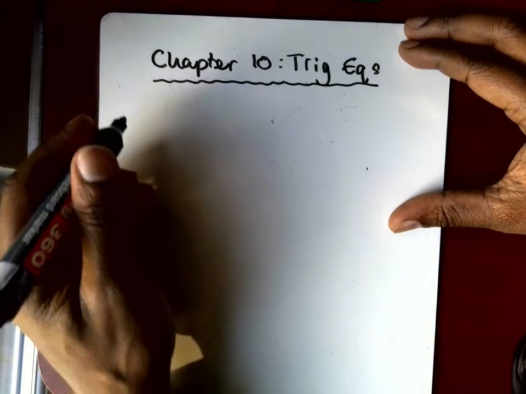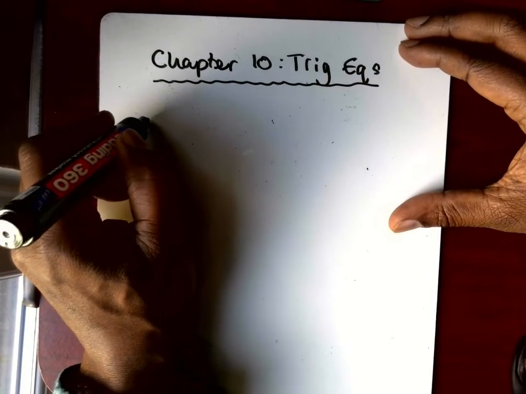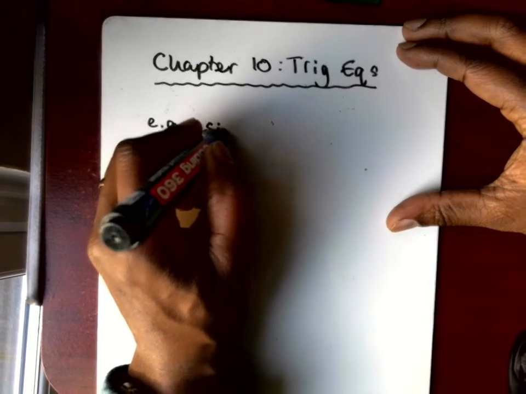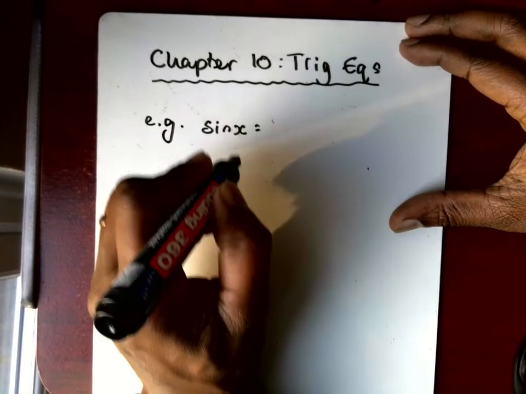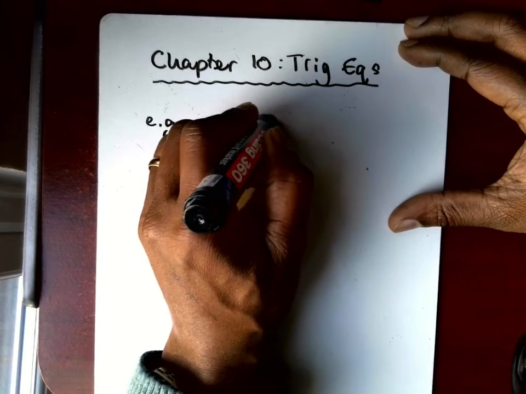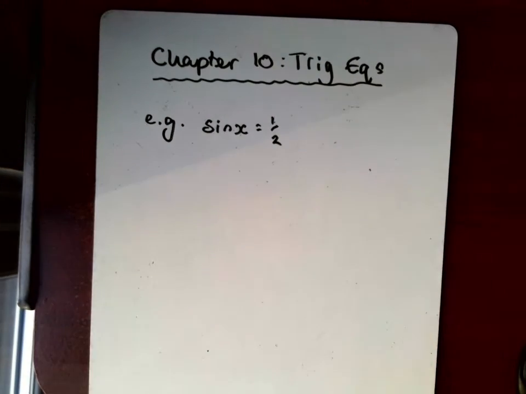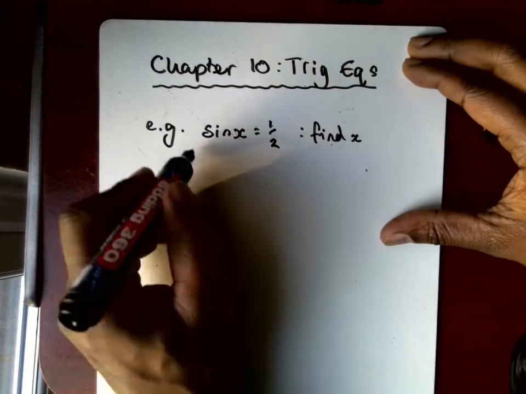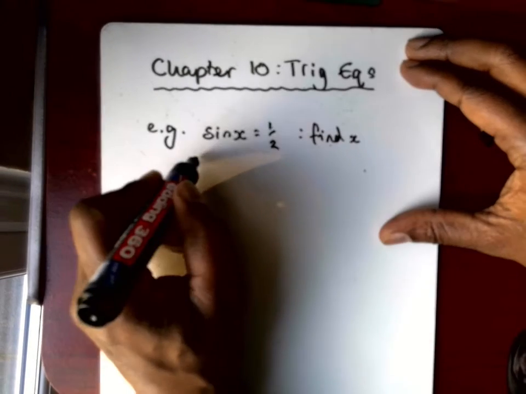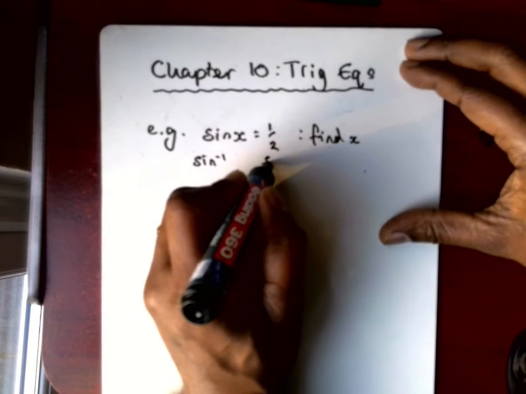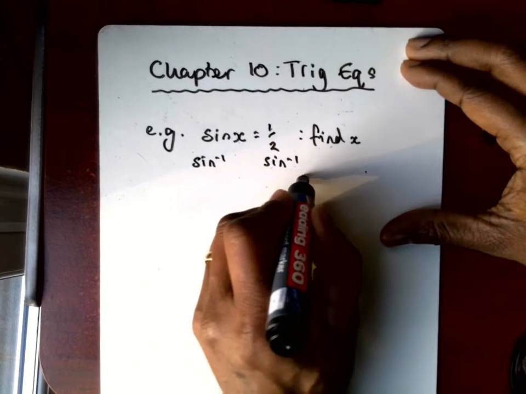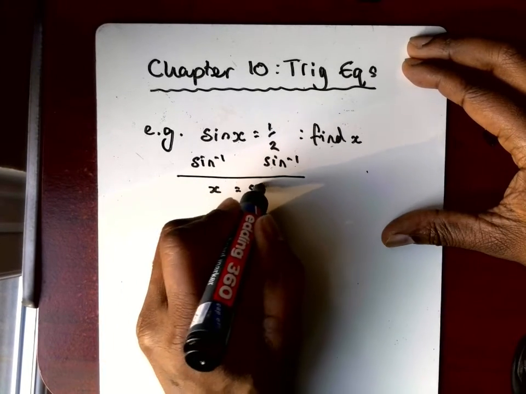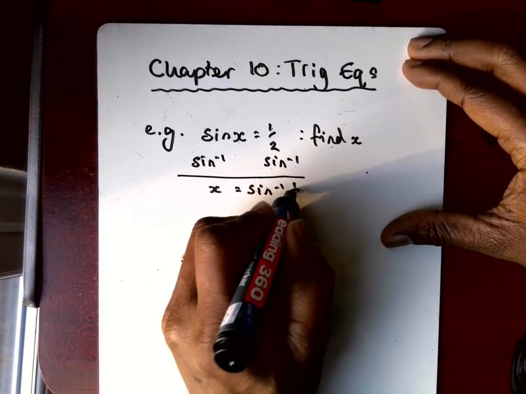So when we talk about solving a trig equation, it might be, for example, that we've been asked to solve sine x equals, let's say, a half, and then what we need to do is to find x. So the first thing you might want to do is to do sine inverse of both sides, and then you'll end up with x equals the sine inverse of a half.